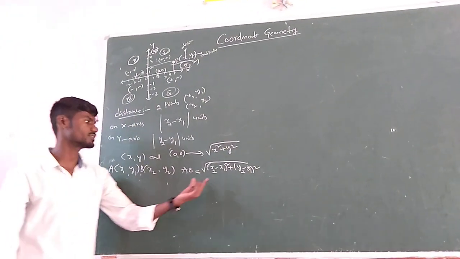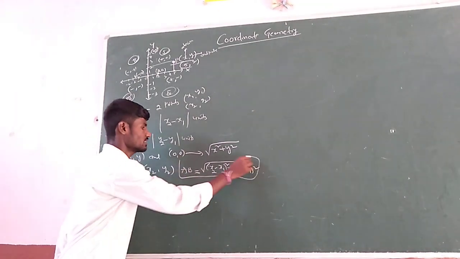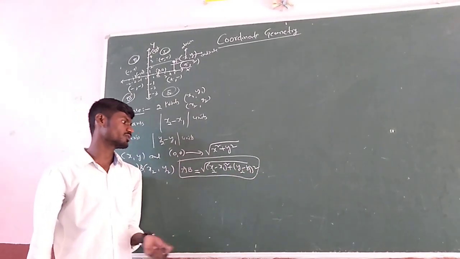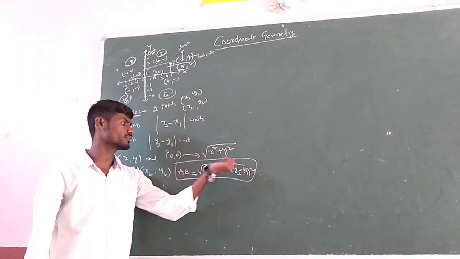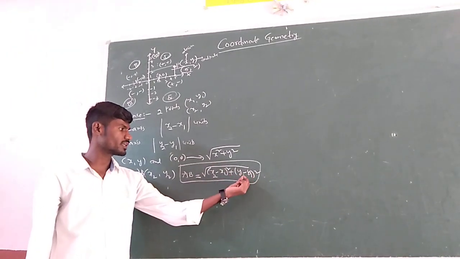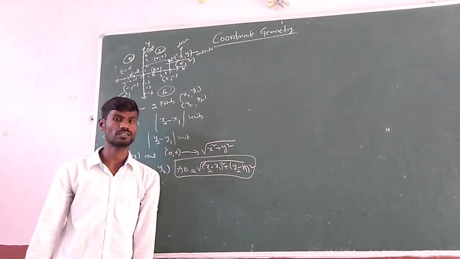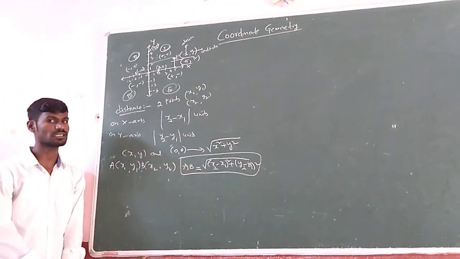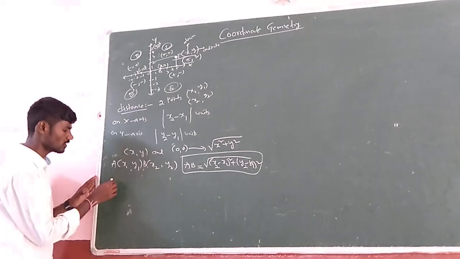This is the standard distance formula. What is that? (x2 minus x1) whole square plus (y2 minus y1) whole square, the sum of them, and we take the root. So the square of the difference between the x coordinates plus the square of the difference between the y coordinates, under that root, will give us the distance between any two points. Let us take one problem here.